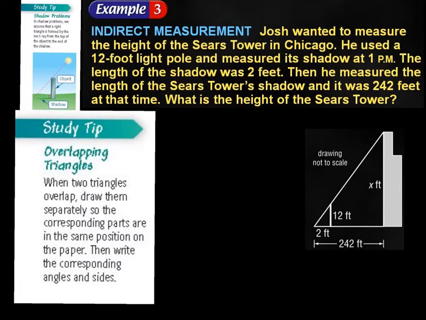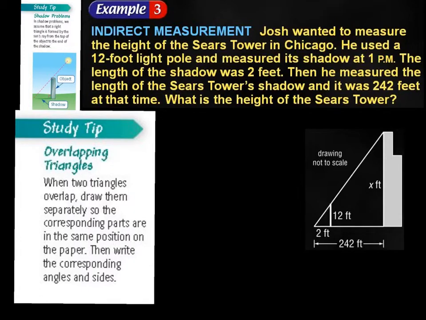Josh wanted to measure the height of the Sears Tower in Chicago. He used a 12-foot light pole and measured its shadow at 1 p.m. The length of the shadow was 2 feet. Then he measured the length of the Sears Tower shadow, and it was 242 feet at that time. What is the height of the Sears Tower?